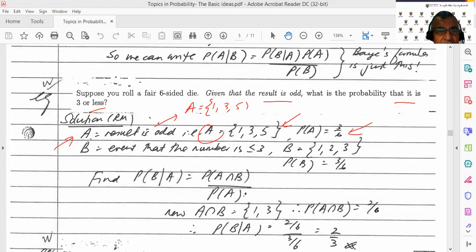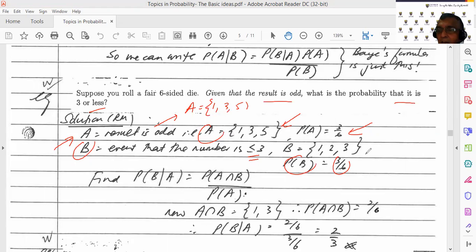Now I'm defining the event B. The event B is defined as the event that the number is 3 or less, less than or equal to 3. So it must be 1, 2, 3. The elements of the set B will be 1, 2, or 3. So the probability of B will be 1, 2, 3 over 6. I can write half, but I just maintain the 3 over 6 for us to get used to the idea of the number of elements in a set A divided by the number of elements in your sample space, the set S.